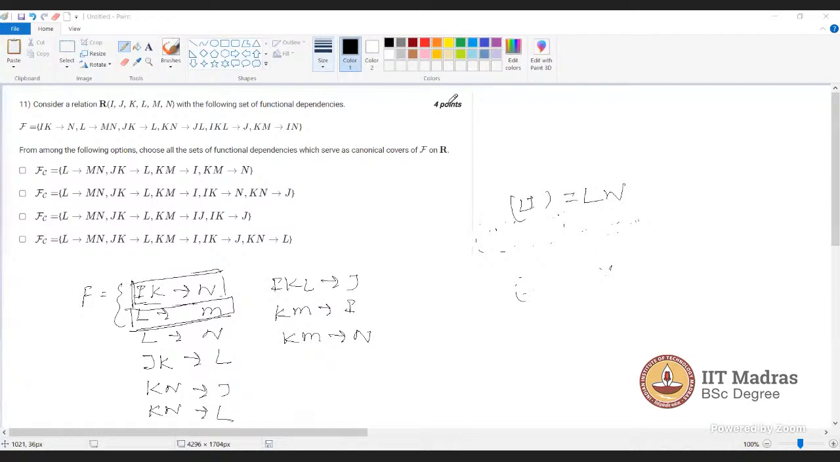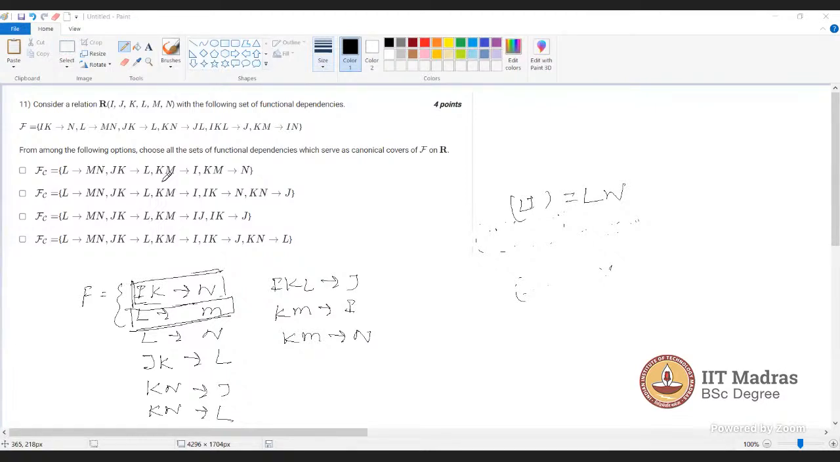Just as a shortcut, does it help to start with IKL determines J, because it has more attributes? Then we can eliminate IK implies N. The first functional dependency in the given set is IK determine N. So if you go to the first option, can you determine IK determine N from the first canonical cover? No, sir. If you take the closure of IK based on FC, can you get N? No. So the first option is not correct.